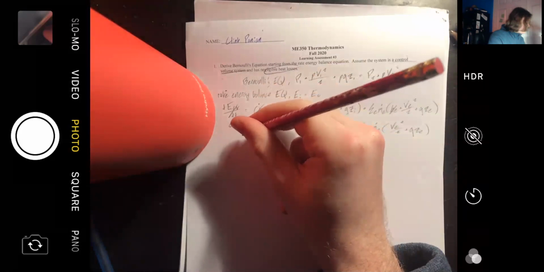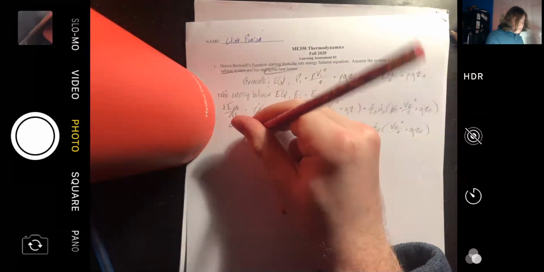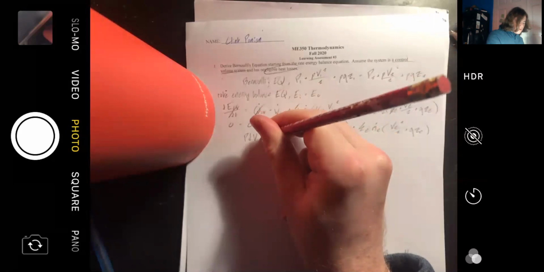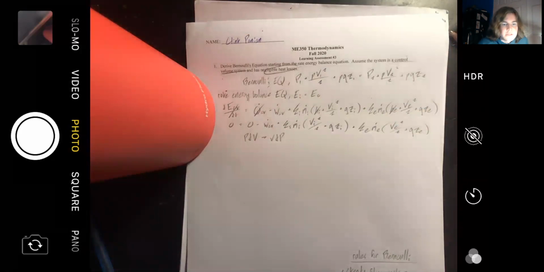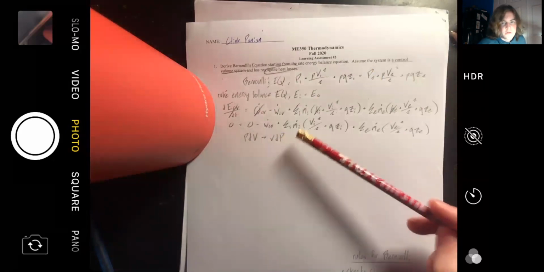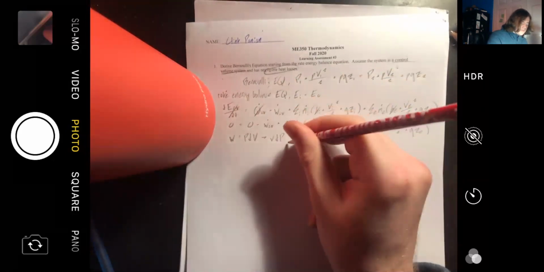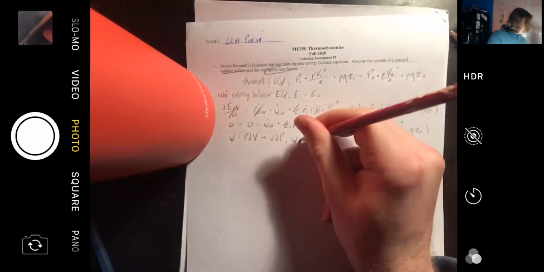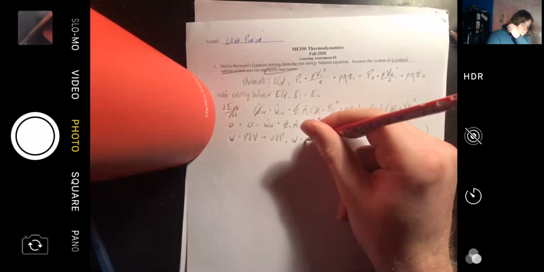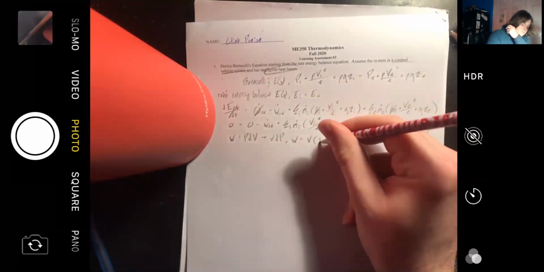Well, this is the part where we start working with the work control volume. Work can be measured as either PdV or VdP. Since Bernoulli's equation has changing pressure from state 1 to state 2, we're going to use the VdP version. So work is equal to V times P exit minus P inlet.